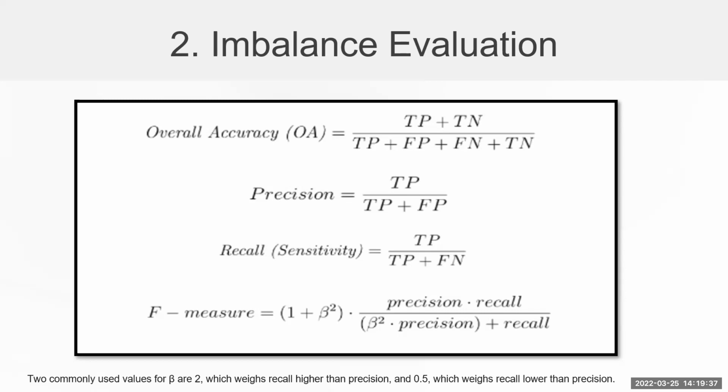How about beta? If we set the beta value to 2, we weigh recall more, we want recall to be higher. We want the accuracy in recall to be more important than the accuracy of precision. And if we set it to 0.5, recall is weighted lower than precision. It is the vice versa.